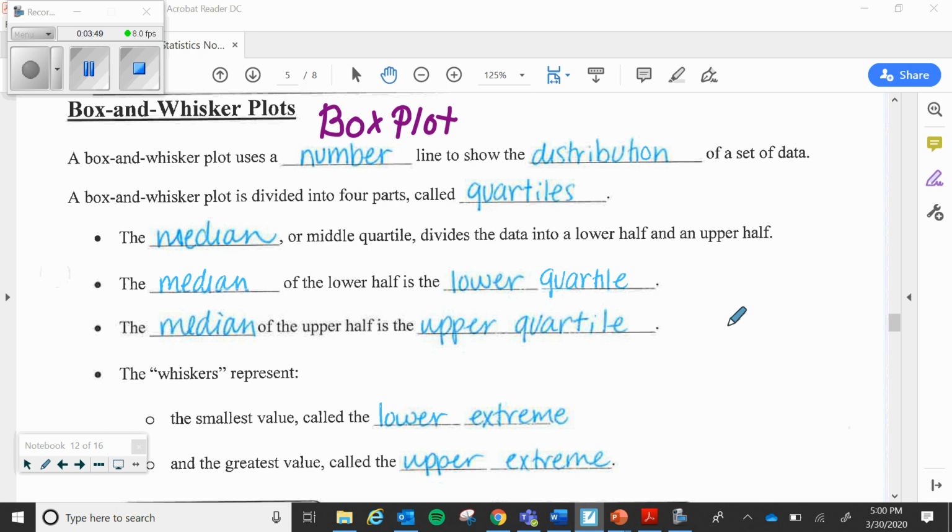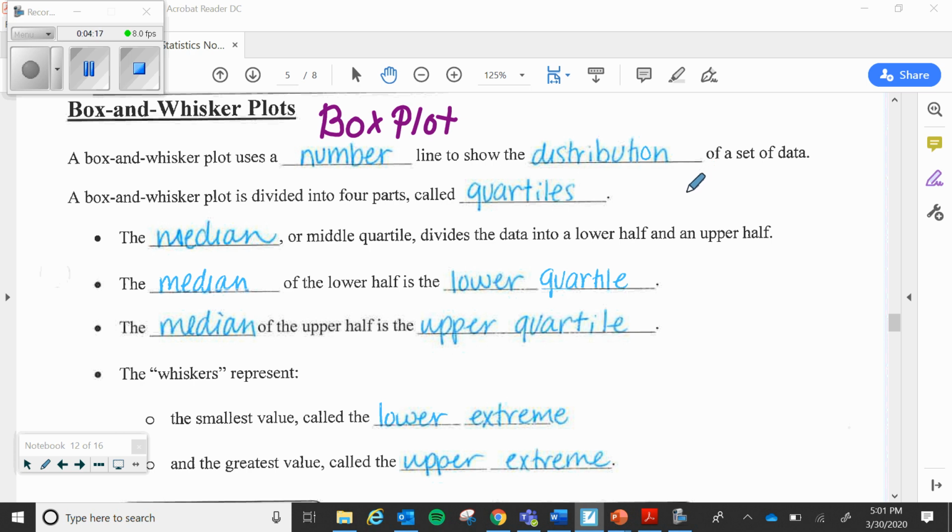But anyways, before we really get into it, today's lesson is really all about being able to identify the different parts of a box and whisker plot. So box and whisker plots show the distribution of a data set. Now, the distribution of a data set is basically just showing you how the data is spread out.